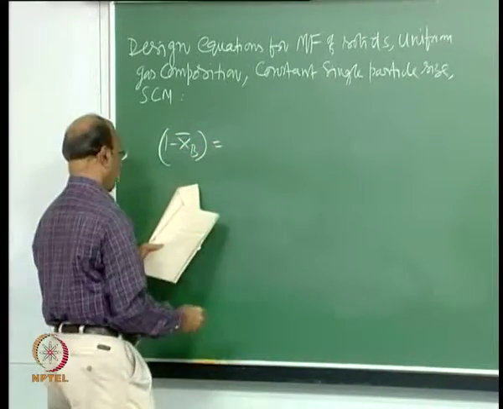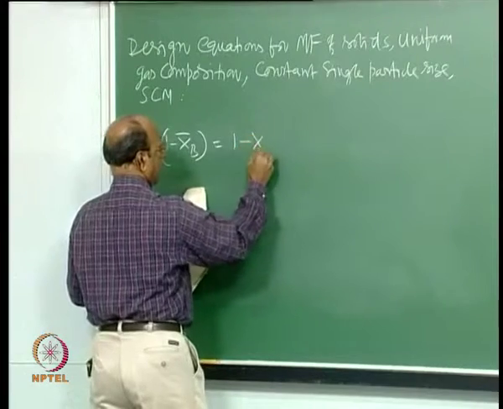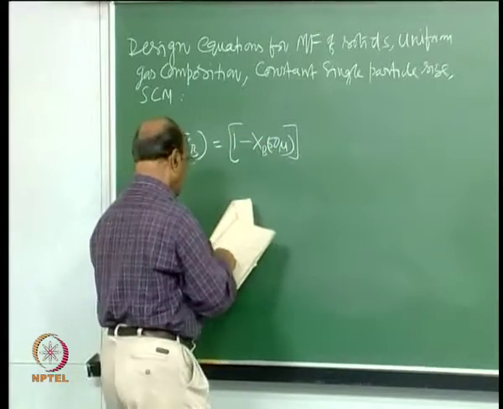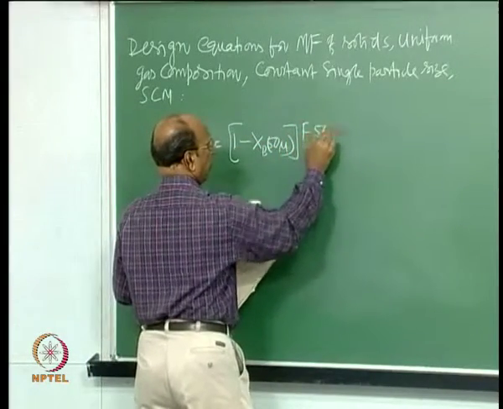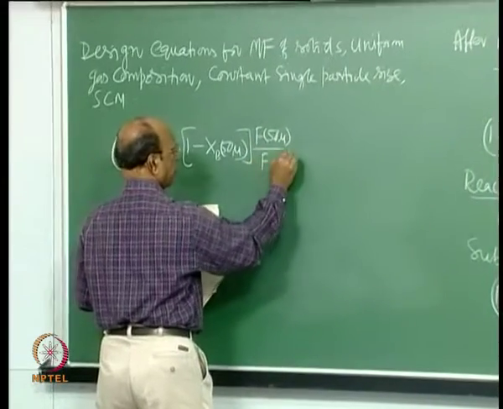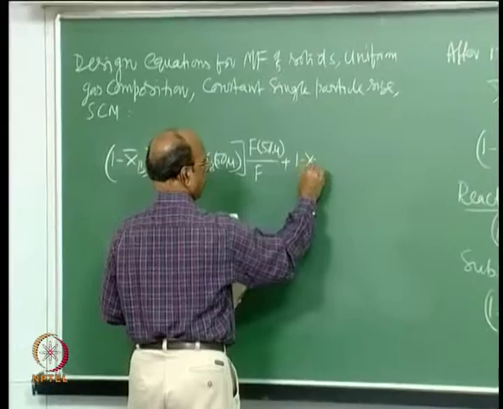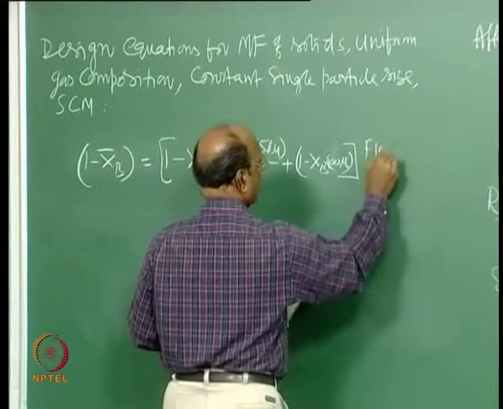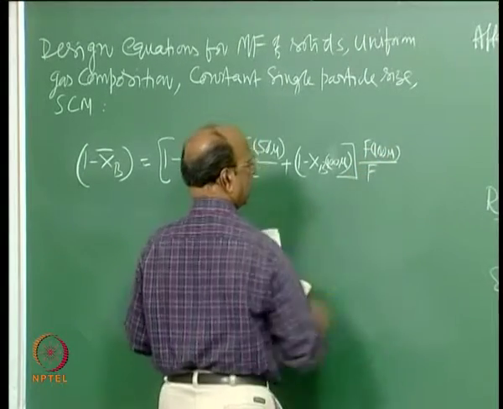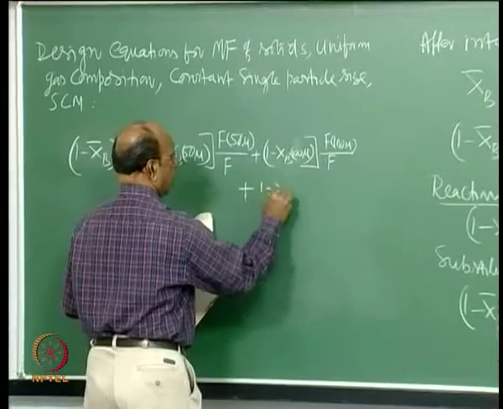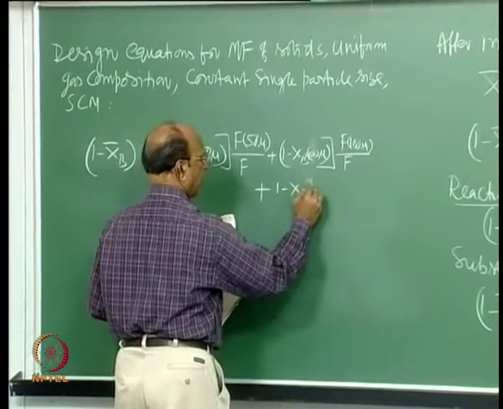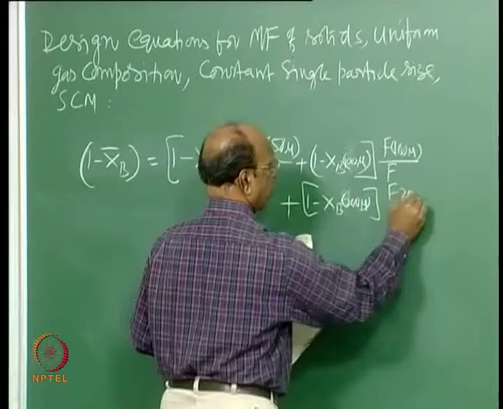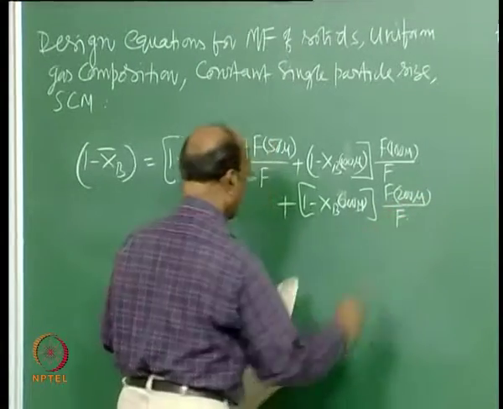1 minus X bar B equals 1 minus X B for 50 micron particles into F of 50 micron particles by F, plus 1 minus X B for 100 micron particles into F of 100 microns by F, plus 1 minus X B of 200 micron particles. Yeah, that is the equation.